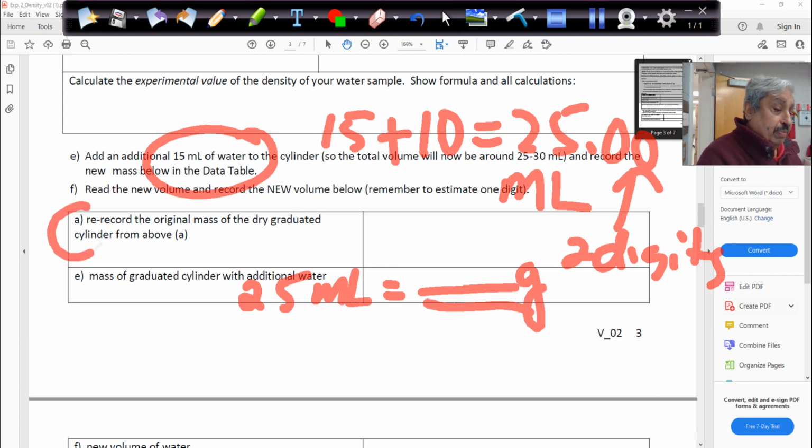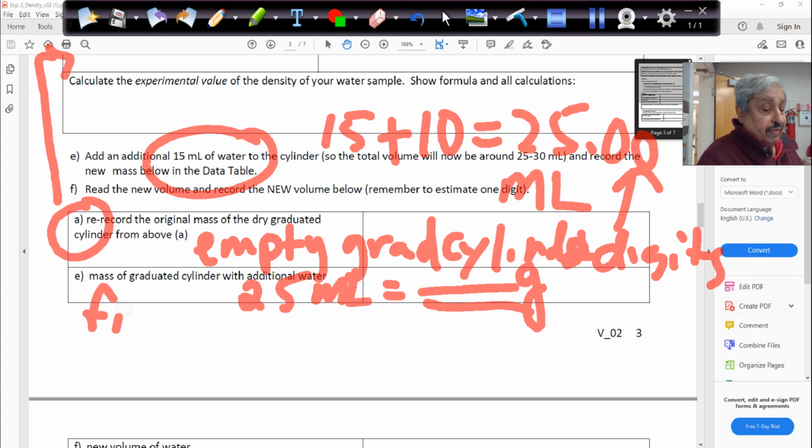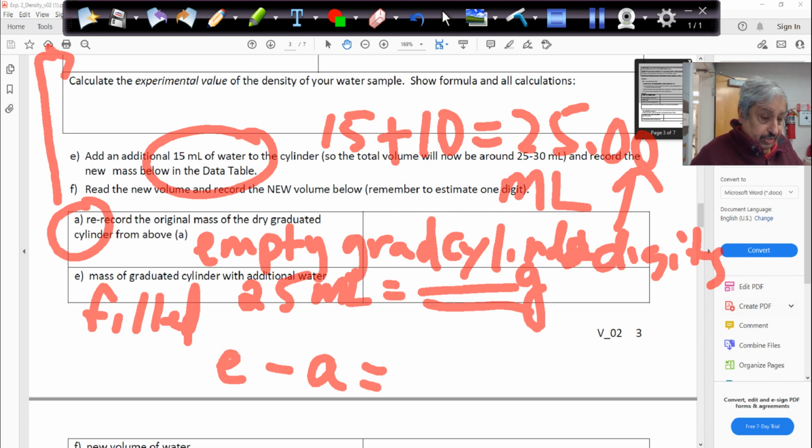But I know from the first part how much the empty graduated cylinder weighs. So I have the empty graduated cylinder and then the filled graduated cylinder with 25. This is filled, step E. E minus A will give me the mass of the 25, which will give me step F, correct? Step F at the bottom here.